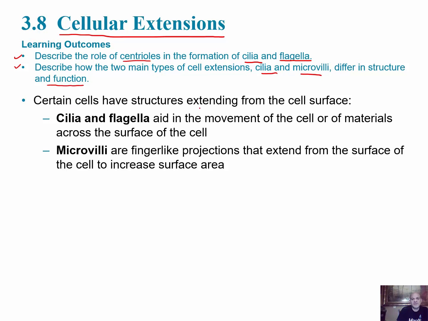Now, certain cells are going to have structures extending from the cell surface. They include cilia and flagella, and they include microvilli. The cilia and flagella are going to aid in the movement of the cell or of materials across the surface of the cell. So the cilia and flagella are structures that extend outwards and actually can move. And in doing so, can provide movement for the cell itself or for materials over the surface. Then we have microvilli, and those are going to be microscopic finger-like projections that extend from the surface, and their main job is going to be to increase the surface area of the cell.